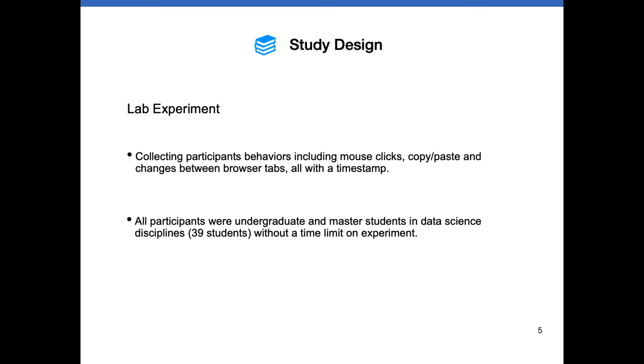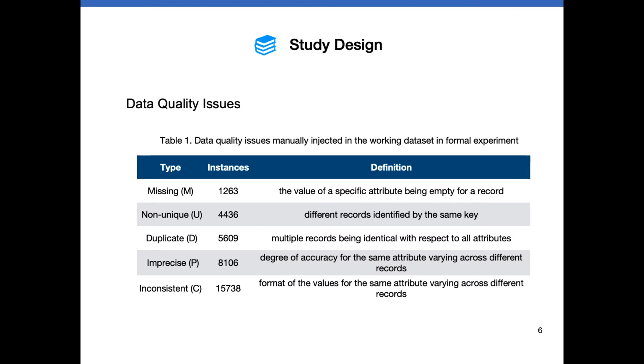Therefore, in this study, we conduct a lab-based user study involving 39 participants to identify 5 types of data quality issues in a given dataset. And the data quality issues include the types of missing, non-unique, duplicate, imprecise, and inconsistent.